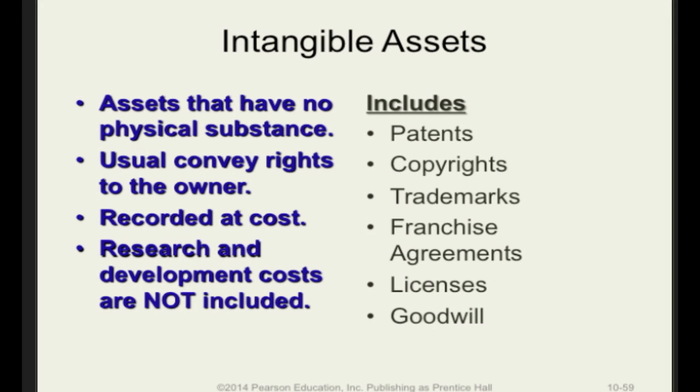The final group of long-lived assets are called intangible assets. These are assets that have no physical substance. In some cases, but not all, the intangible asset is represented by a piece of paper that cedes ownership of the intangible asset to the owner. Some examples of intangible assets include patents, copyrights, trademarks, franchise agreements, licenses, and goodwill.